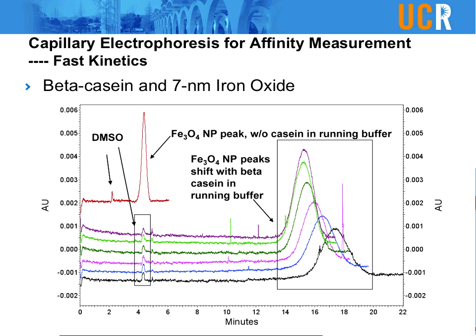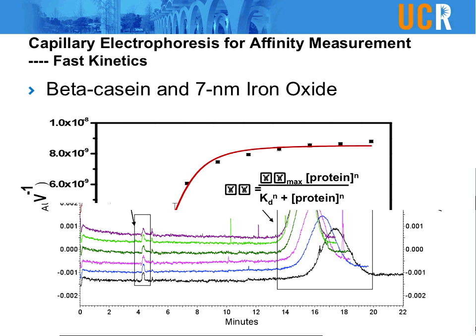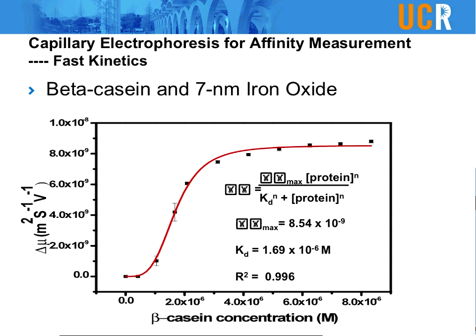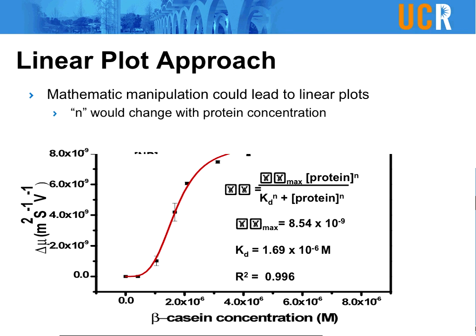Yes, this is one example of fast binding kinetics. What you observe is the peak mobility change. And then you use curve fitting to calculate the Kd value. And here is again in the micromolar range. This is the beta Kc with the 7 nanometer iron oxide. The size difference between these 2 iron oxides is not that much, so the Kd value is also close.